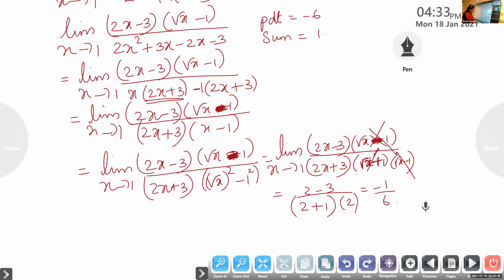So what is your answer? 2 into 2 plus 1. So it is minus 1 by 10. It is minus 1 by 10.